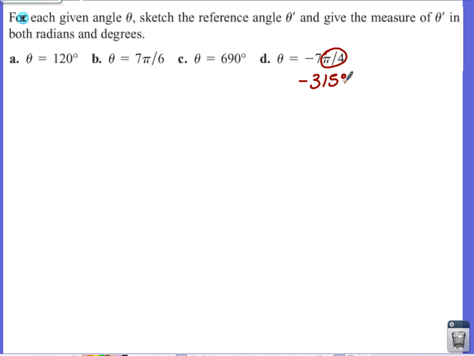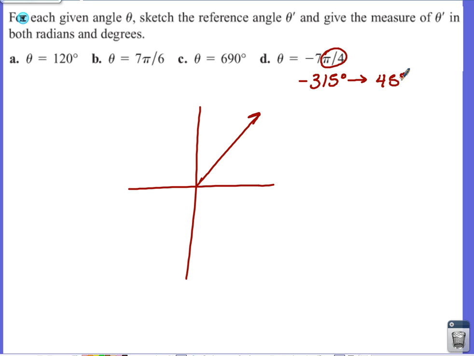I don't like negative 315. Add a rotation to that. I want to know where is negative 315. Add 360 to that. What do you get? Thank you. So negative 315, if you start here and you go negative 90, 180, 270, 315, that's the exact same thing as going positive 45. So my reference angle is 45.